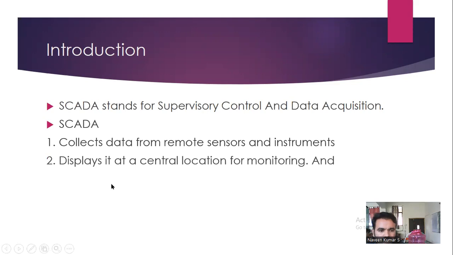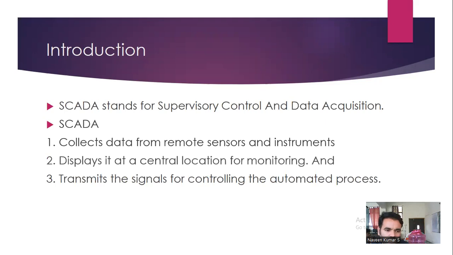It displays it at a central location for monitoring. We will be using a computer where we can sit in front of it and monitor all the data from the sensors. Apart from that, we can also transmit some control signals for controlling the automated process. In the field, we will be using many actuators. We can turn on and turn off the actuator through the computer screen where we are sitting. That is what SCADA is.